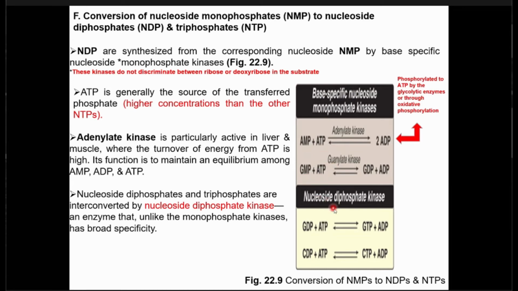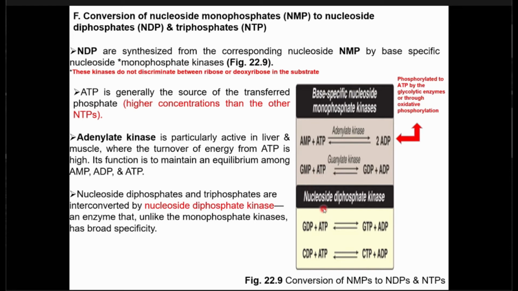Now, how do you go from diphosphate to triphosphate? It's the same. You take one phosphate from ATP and give it to GDP, it becomes guanosine triphosphate, and this is left with adenosine diphosphate. The difference between these two enzymes is that here the enzymes are specific to the base: adenylate to adenine, guanylate to guanine.